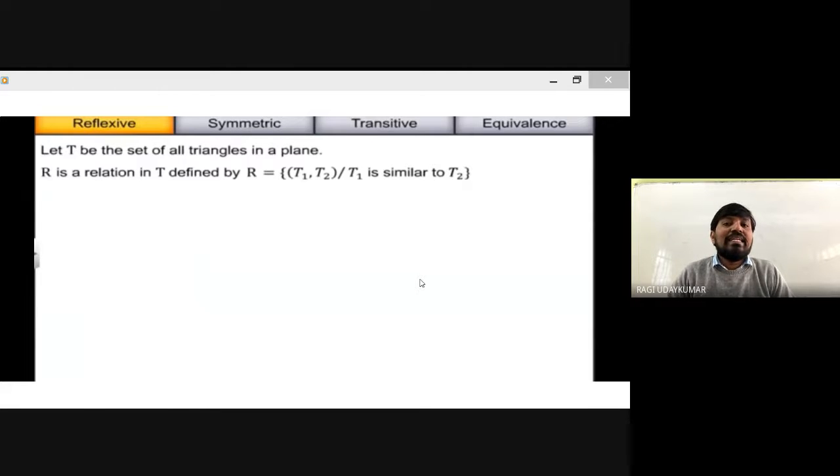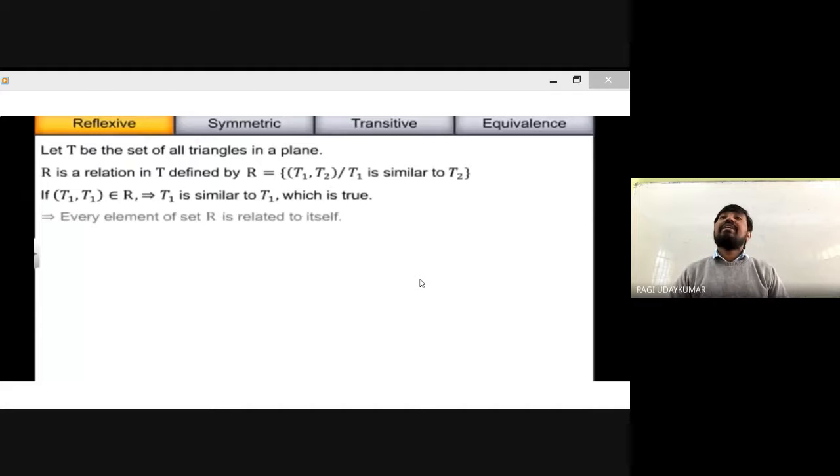When do we call a relation reflexive? Let T be the set of all triangles in a plane. R is the relation in T defined by (T1, T2) whenever T1 is similar to T2. If T1 is similar to T2, then T2 is also similar to T1. That is a different case. And here every triangle is similar to itself.